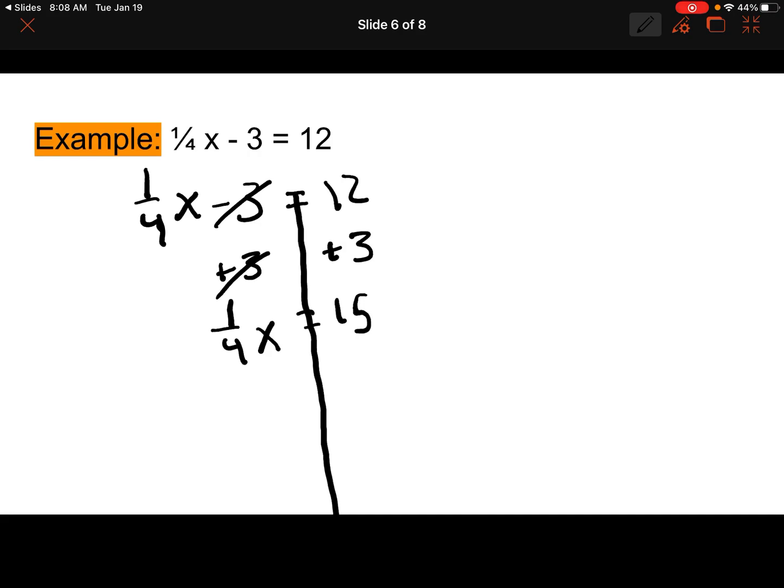All right, next thing we need to do is cancel out that 1/4. So we should be asking ourselves, what do we need to multiply 1/4 by to get equal to 1? Again, we can multiply this by 4. So 4 times 1/4, and then we'll also do 15 times 4. So 1/4 times 4, we're going to cancel here. We would get 1, so we're left with just x. Now 15 times 4 is 60, so x is equal to 60.